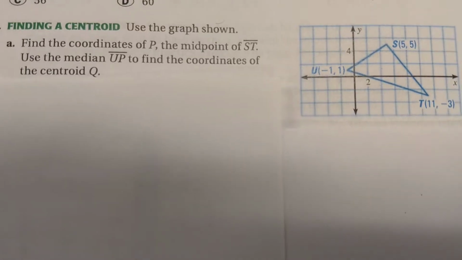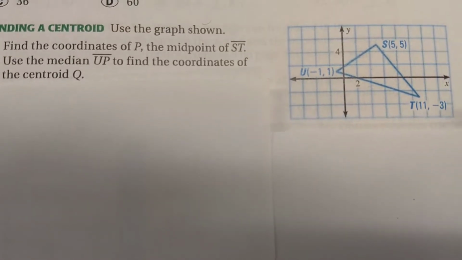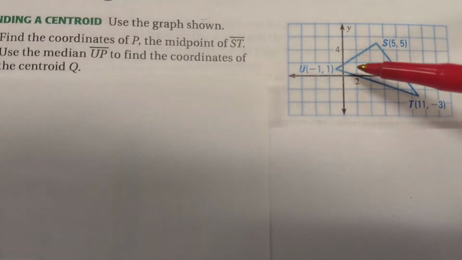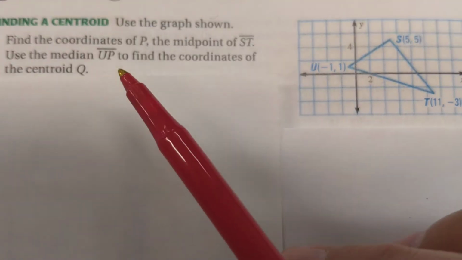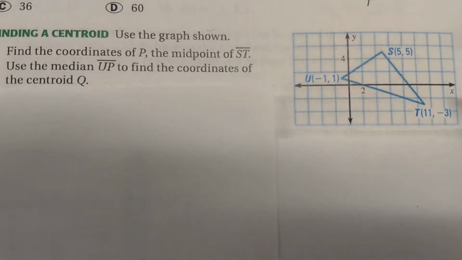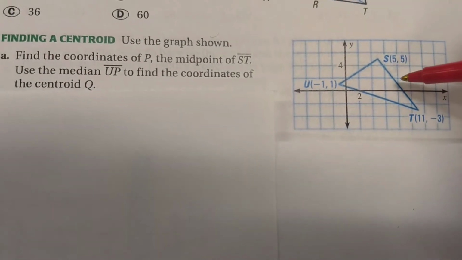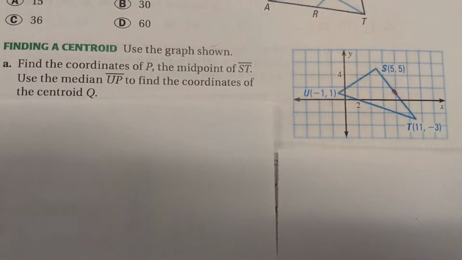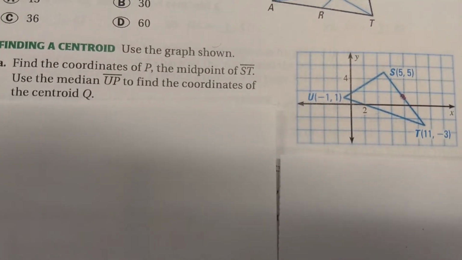In figure 8, we have a triangle with given coordinates for the vertices at S and T and U. And in the description it says we're trying to do two things. First, we're going to look for point P, which is supposed to be the midpoint of ST. So it's going to be somewhere in here, but we want the exact coordinates.